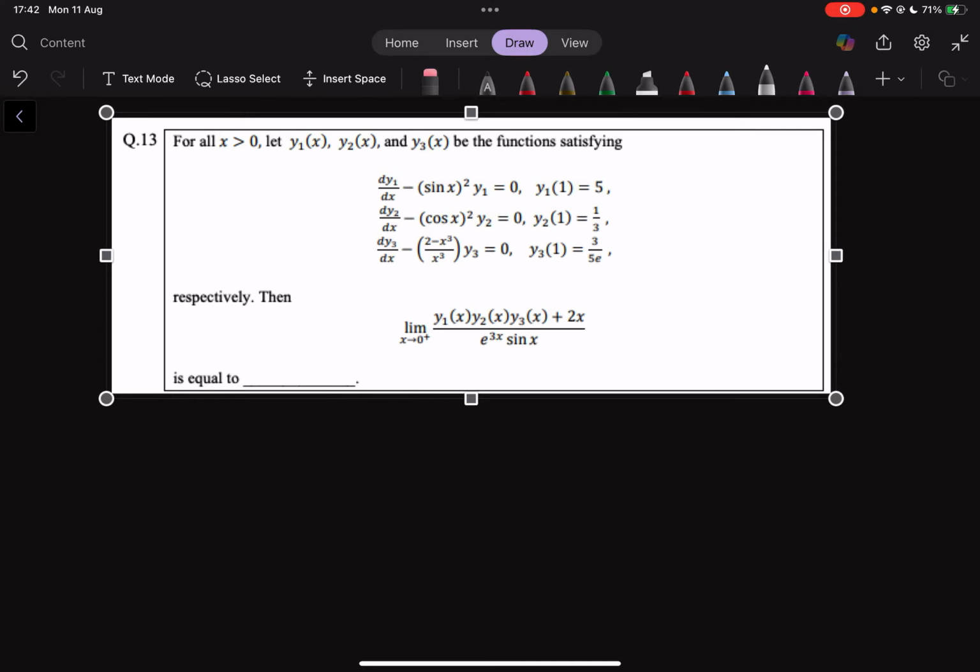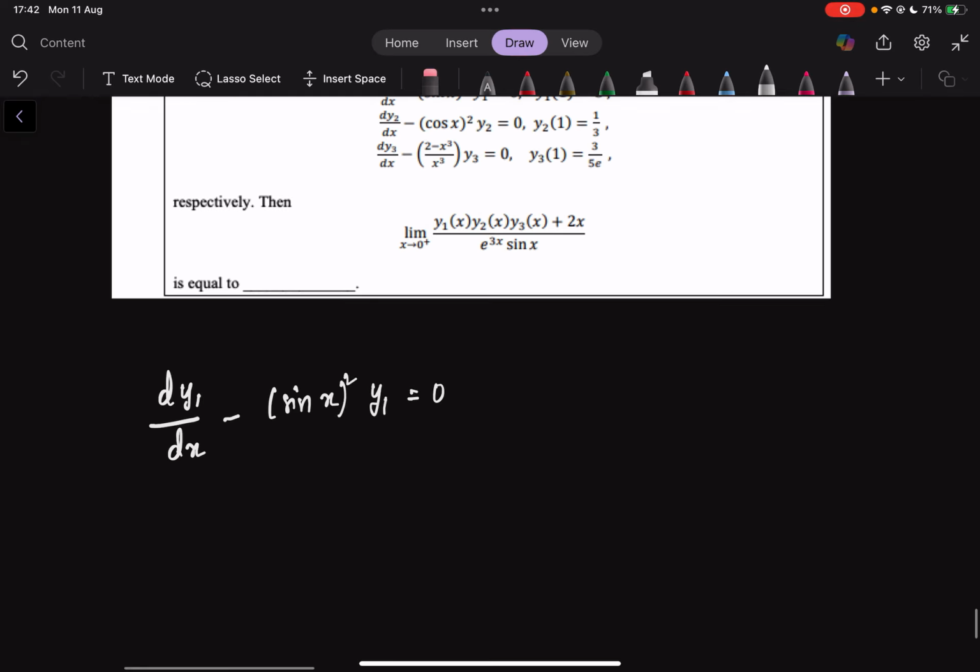In this video, I'll be solving the 13th problem of JEE Advanced 2025 Paper 1. So we were given three differential equations and their respective functional values at x equals 1, and we were asked to find this limit. The equations are pretty simple for finding the functional value.